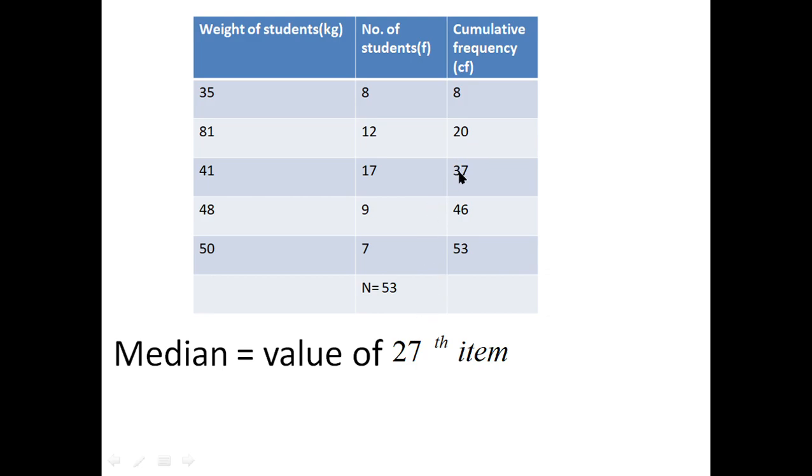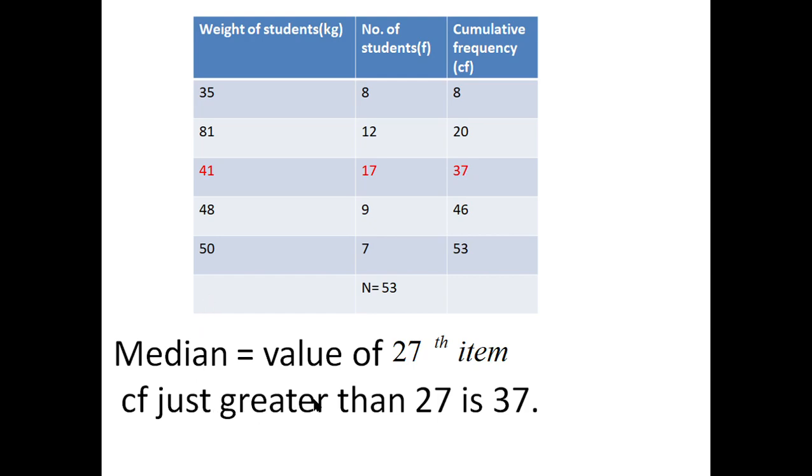If I have made a mistake, I will repeat it once again. We have to check the CF just greater than this value. The CF just greater than 27 is 37, and its corresponding value is 41. So we can say the median is 41. What do you have to do? Mention the CF just greater than 27, that is 37, and its corresponding value is 41. Therefore the median is 41.